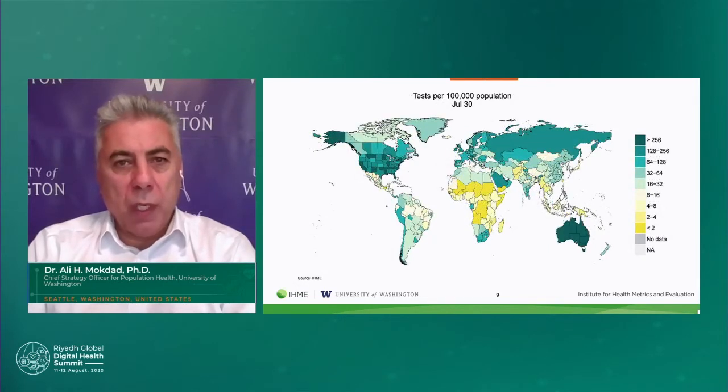This is testing per 100,000 population, and you see a huge variation in the world. Parts of Africa, not so much has been going on. Pakistan, Afghanistan, as you can see. In South America, not that much as well. And a huge variation in the United States when it comes to testing, variation between the states. Next slide, please.